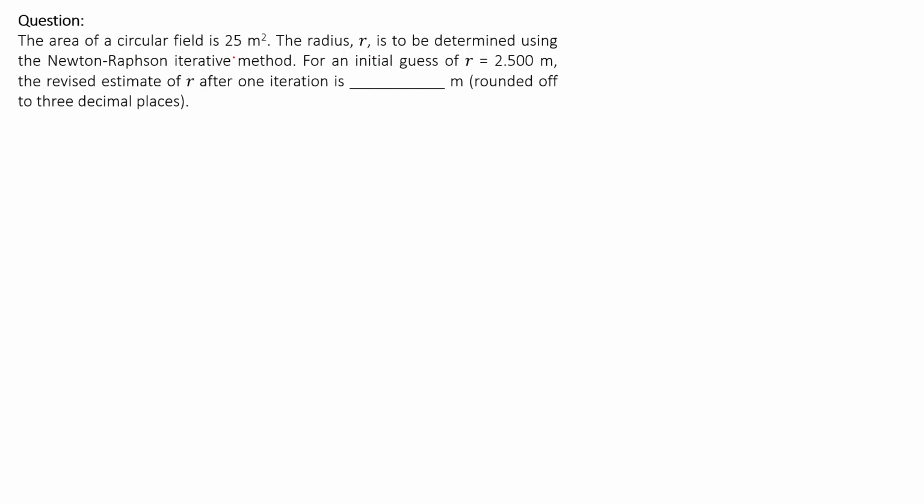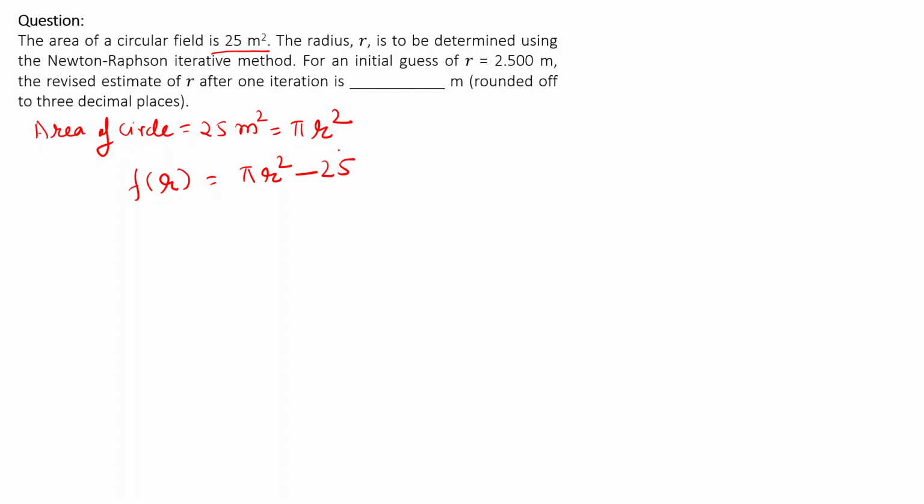Okay, so here we have been given the area of the circular field is 25 meters square. The area of a circle is given as pi r square. So here my function will become f of r is equal to pi r square minus 25.